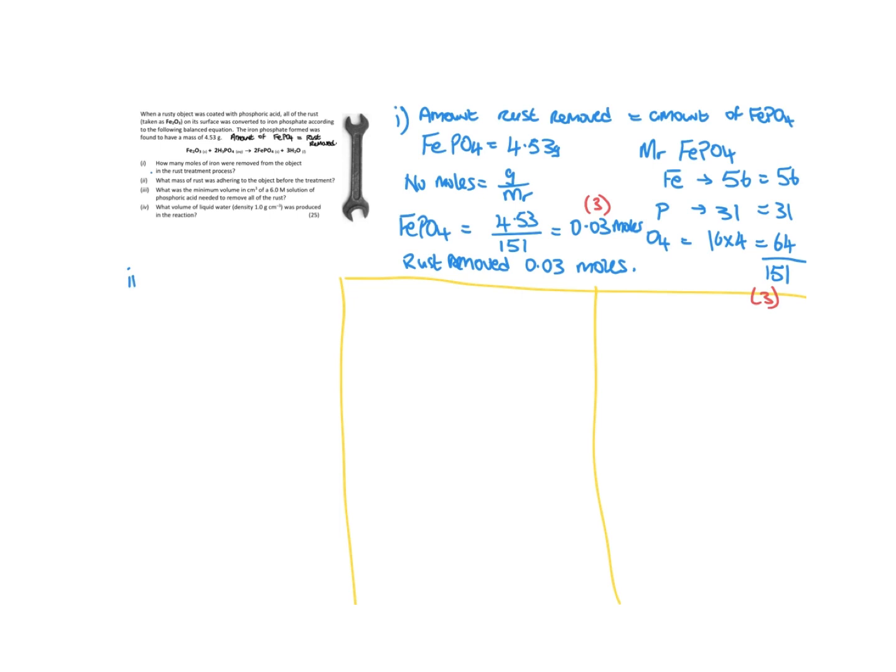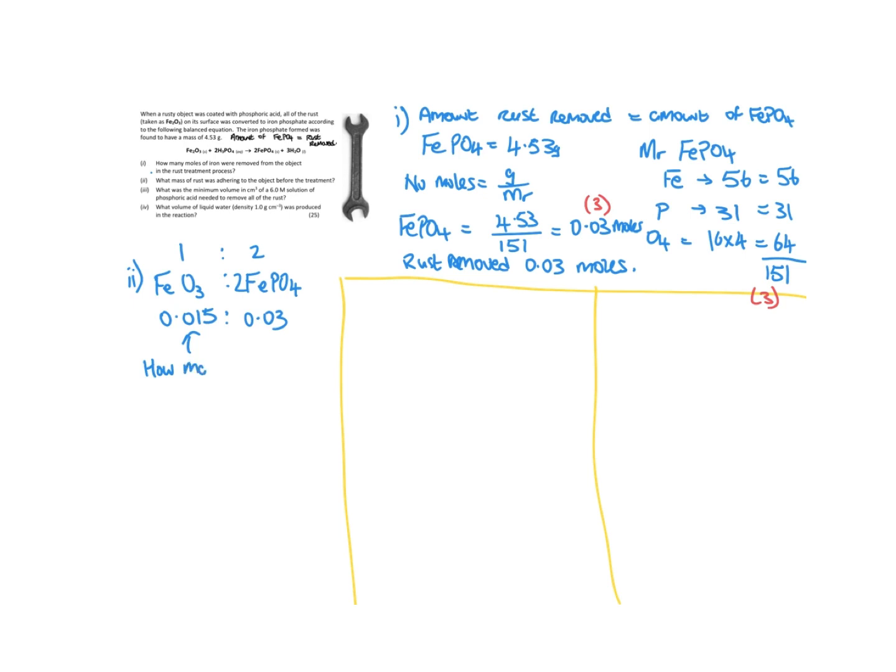Right, so let's look at part 2 then. Part 2 asks what mass of rust was adhering to the object before the treatment. So that's asking how many grams of rust there is on our object. What I can see is that we have Fe2O3, that's my rust, and I have the number of moles of FePO4 that is formed. There's 0.03 moles of FePO4 formed, so that means there would be 0.015 moles of our Fe2O3, which is iron oxide, and that's because it is a 1:2 ratio. So the number of moles that I have here, which is 0.03, must be halved on the other side of the ratio.